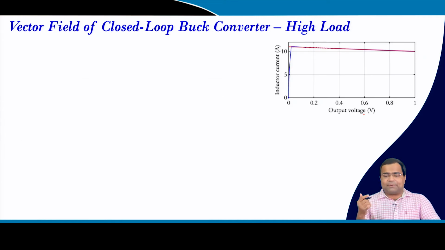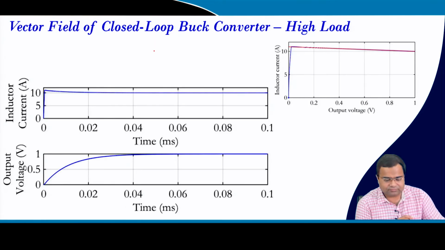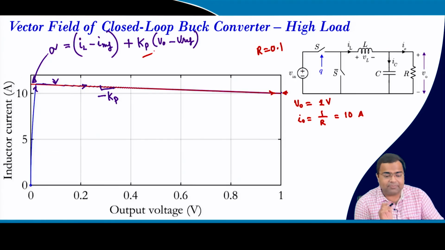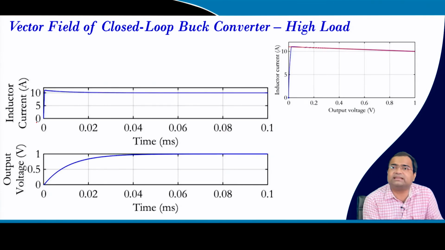Now, what happens if we increase the slope of the line, that means we increase this gain. This is the time domain behavior. This is the trajectory, basically the phase plane, output voltage versus inductor current. Now, I am showing individually how the inductor current looks.